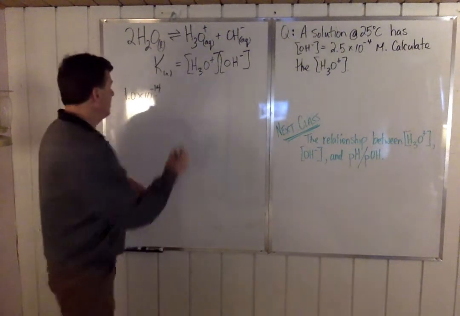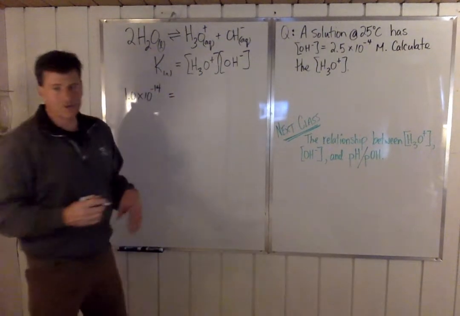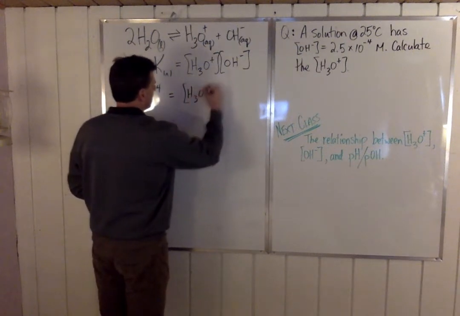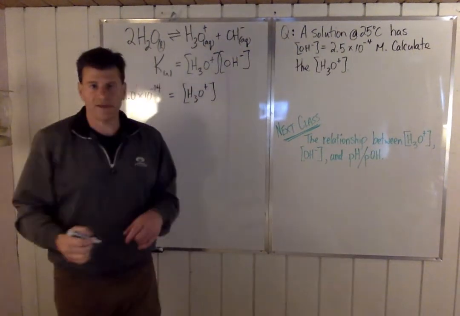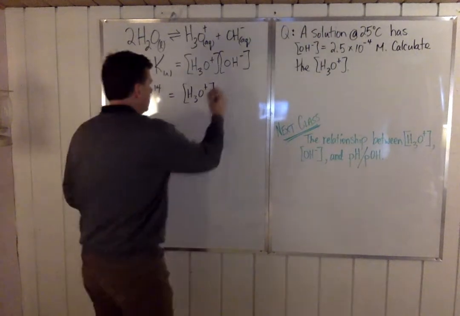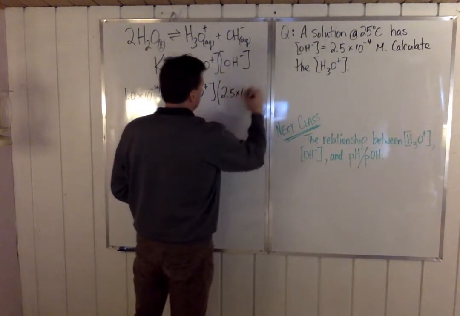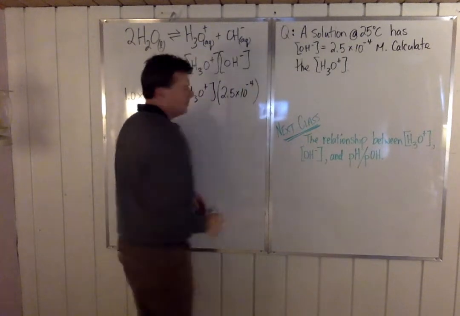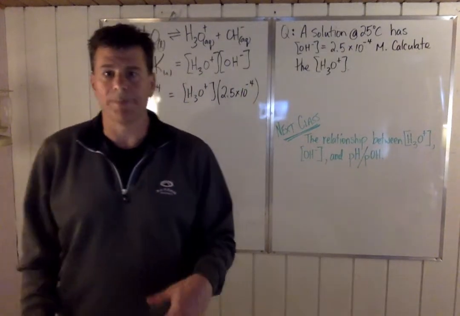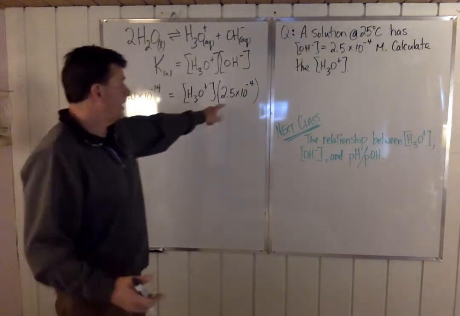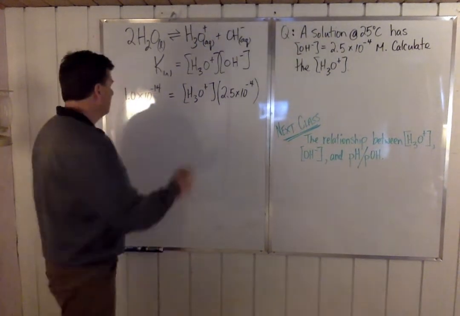So that value, that constant, equals the hydronium. We don't know because that's what we're being asked for. And then the hydroxide concentration is, from the question, 2.5 times 10 to the negative 4. So now it's algebra. So I solve that by dividing by 2.5 times 10 to the negative 4.